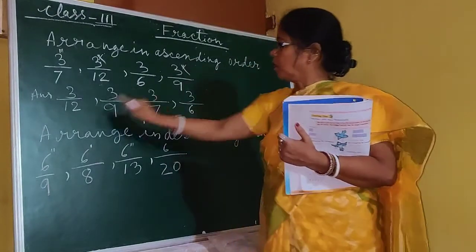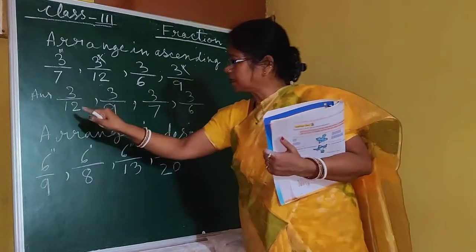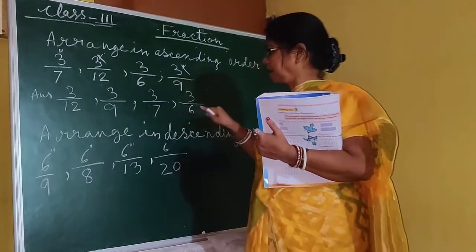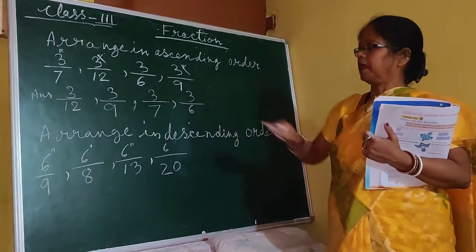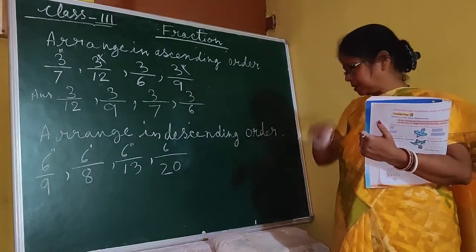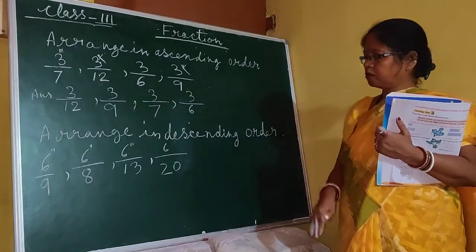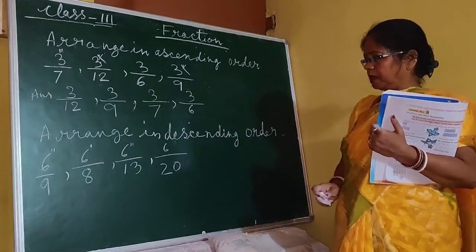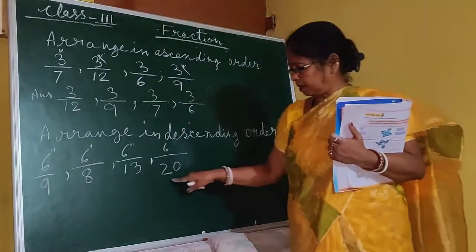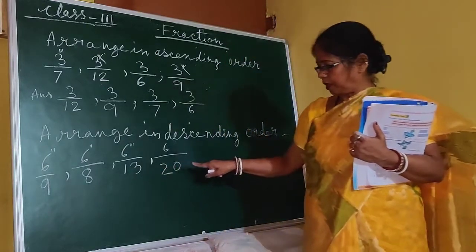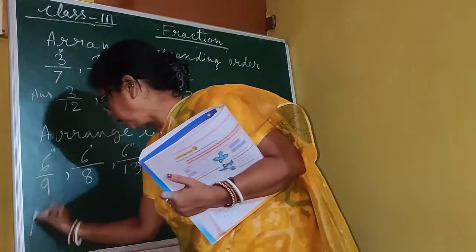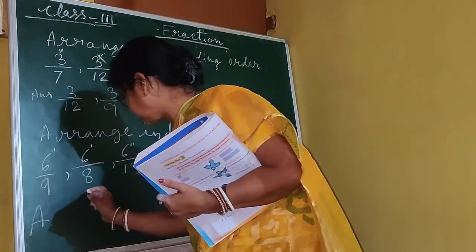Ascending order means smallest to greatest. Largest denominator first, then 9, then 7, then 6. The greater value is 3 by 6. Then here, same, arranging in descending order. Descending order means down, greater to smaller. So greater means small denominator. Here 9 equal parts, 8 equal parts, 13 equal parts, 20 equal parts. So the answer: 8 is the smallest.